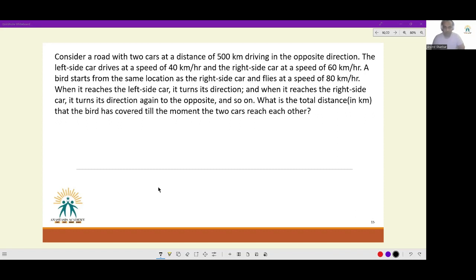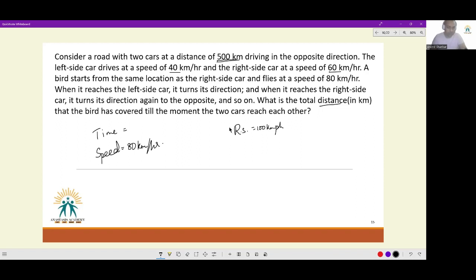Okay, the wonderful thing here is this is a long way of asking a very simple question. In order to figure out distance, what are the 2 things we need? We need time and we need speed. What was the speed of the bird? Speed of the bird was given to us as 80 km per hour. For what duration are we considering? We're looking at 2 cars traveling at 40 and 60 towards each other. So the cars are traveling towards each other with a relative speed of 100 kilometers per hour, and they have to cover 500 kilometers.